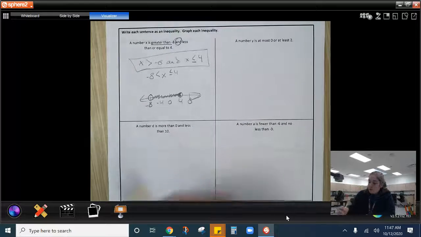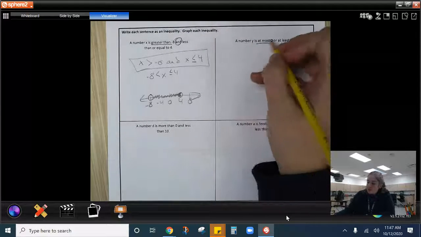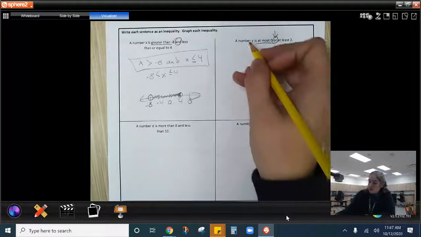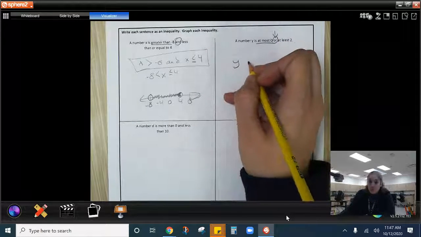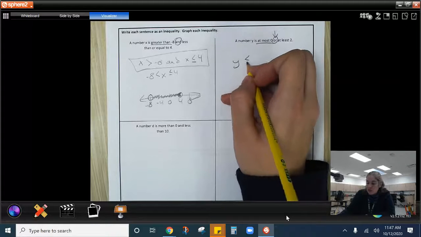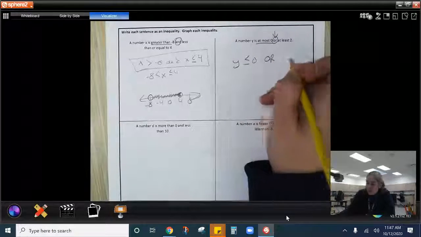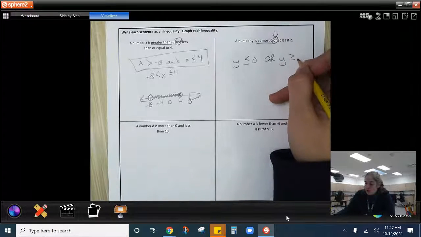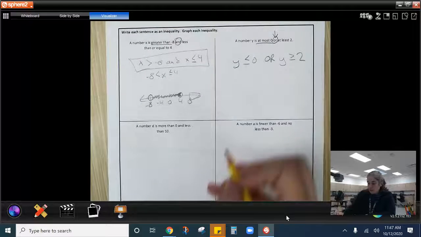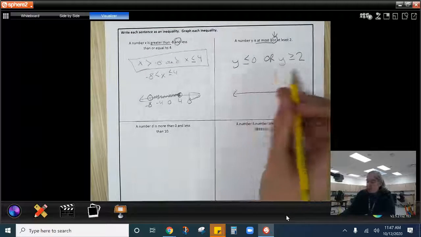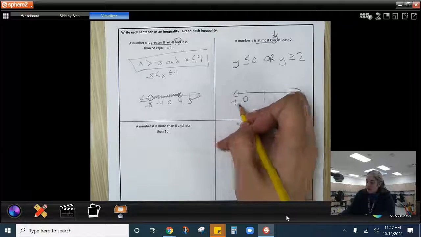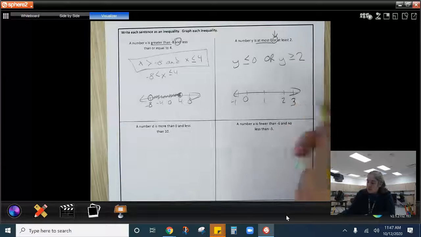All right, let's check out the next one. A number y is at most 0 or at least 2. So y is at most, that means it is less than or equal to 0. Or y is greater than or equal, at least, right? At least 2. So that means it's greater than or equal to 2. So when I go to graph it, no way to shorten that. I've got 0, 1, 2 here. Negative 1 and a 3 just for good measure.